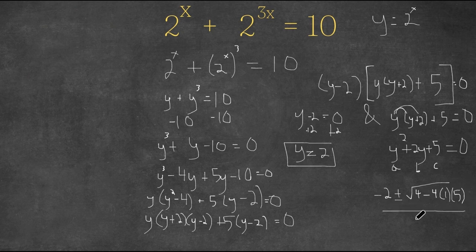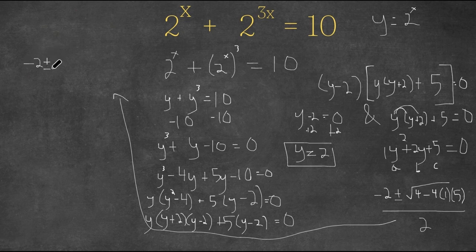And we're going to divide this by 2 times a. Remember, a is 1, so we have 2 times 1, which is simply 2. Now, let me bring this over here. So now we have negative 2 plus or minus the square root of 4 minus 4 times 1 times 5. That's 4 minus 20, which is negative 16.